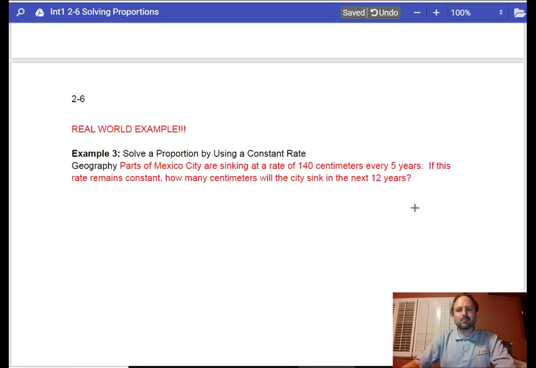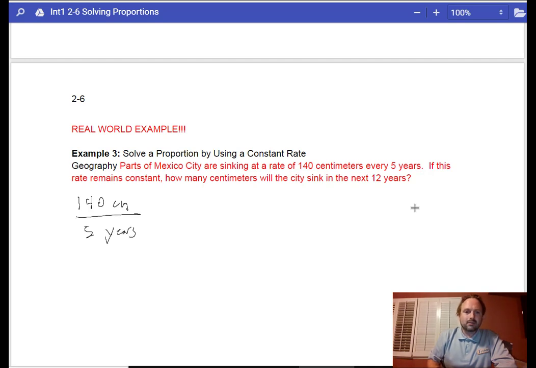So here's a real-world problem. Solve a proportion using a constant rate. Parts of Mexico City are sinking at a rate of 140 centimeters every 5 years. So we understand that it's going to be 140 centimeters every 5 years. If this rate remains constant, how many centimeters will the city sink in the next 12 years?